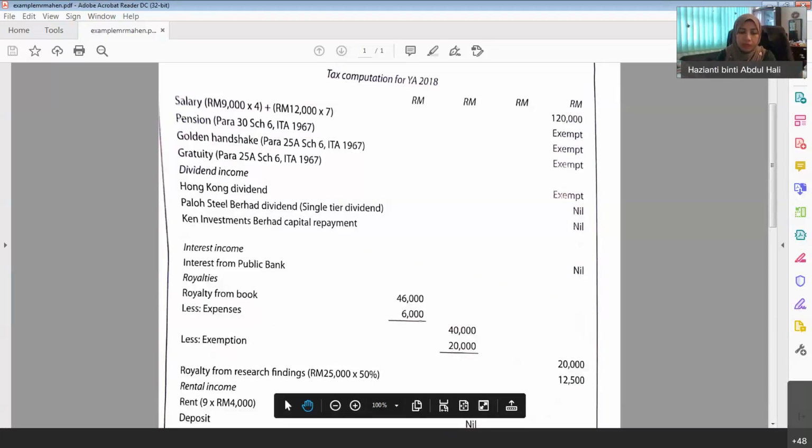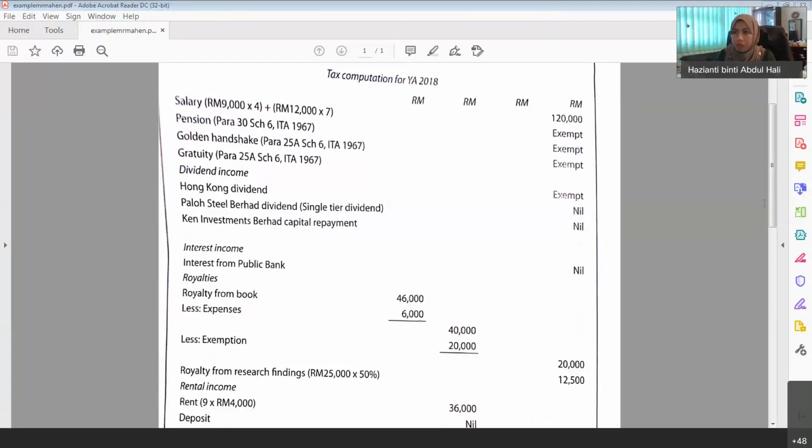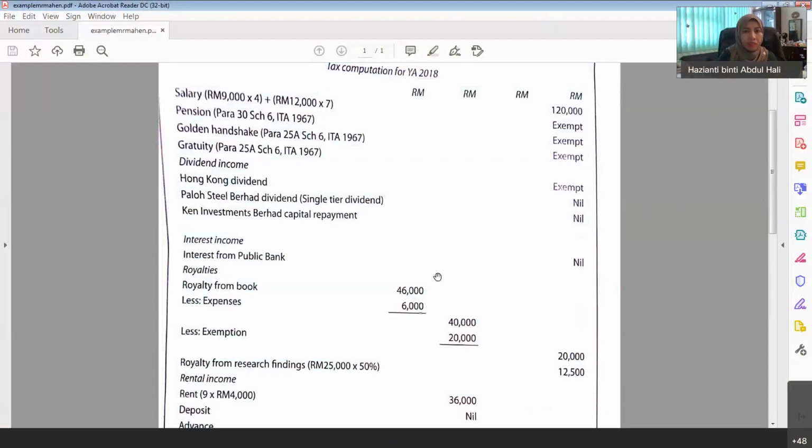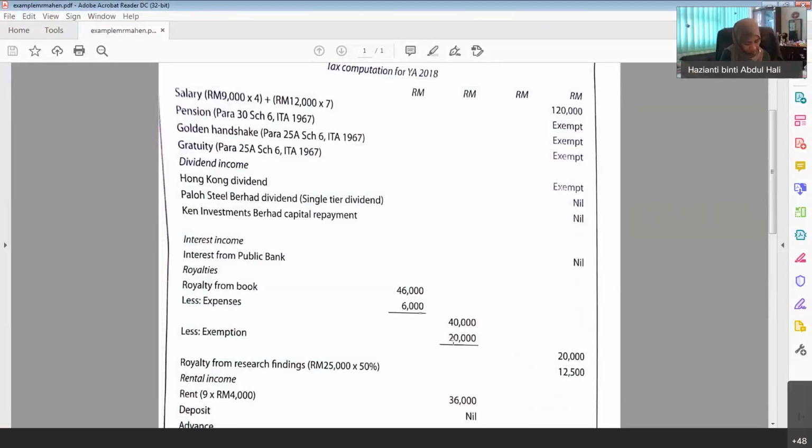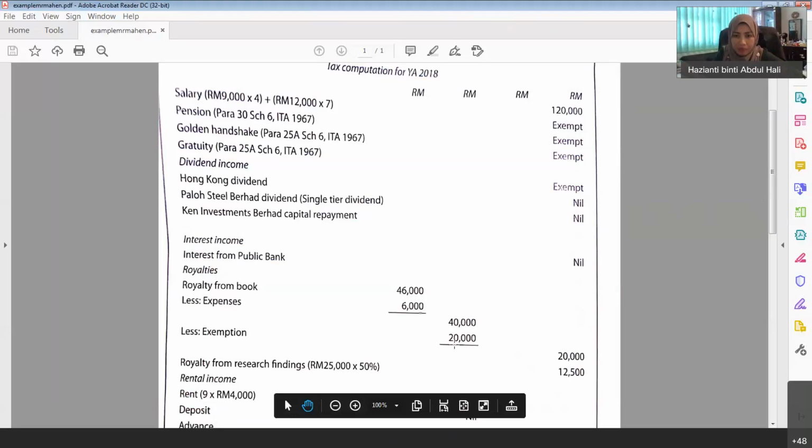I saw a question in the chat. For the royalty, para 32 and 32B. Okay, 32 is for the exemption. Never mind, let's look at the answer first. Okay, so royalty from book 46,000 minus the expenses 6,000, then only we deduct the exemption. Paragraph 32 without A and B is actually artistic work. Books are not. Books are under 32B. Alright, so 40,000 minus 20,000 exemption, that will give us 20,000.